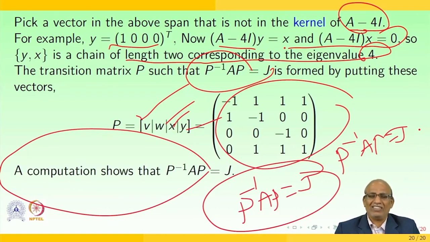With this, I stop here. I am sure that today we could learn how to diagonalize matrices, what the complications are when diagonalizing, what the difficulties are, and how to overcome them by using the Jordan canonical forms.